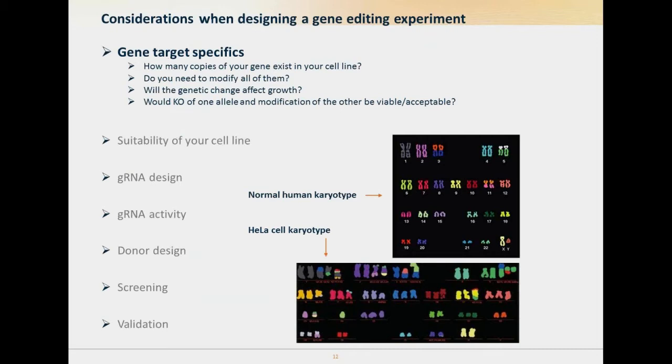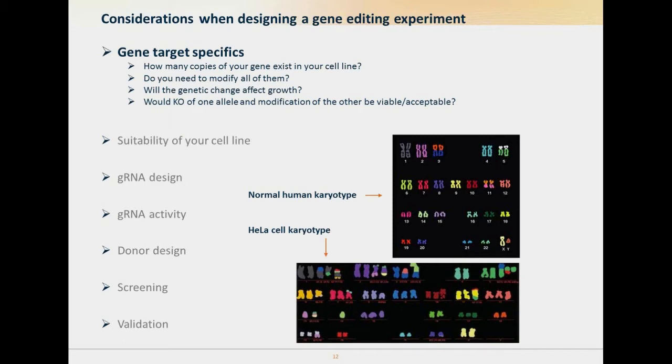And hopefully you get that important publication without going too crazy. So here's the plan. The first consideration comes on the gene target specifics. So how many copies of your gene exist in your cell line? Most of us are using transformed human cell lines. There aren't a whole lot of those transformed human cell lines that actually come with normal copy number of 2.